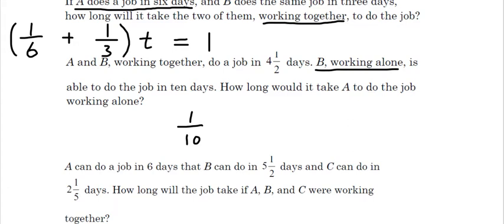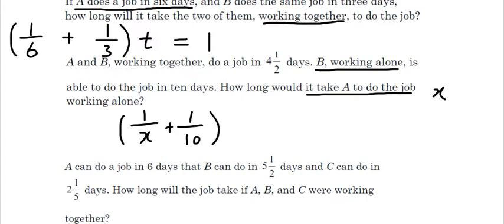So the question is to find A's speed. Suppose A takes X days to finish the job if A does the job alone. So in 1 day A can finish 1/X of the job, right? Okay, so together in 1 day they can finish this much.